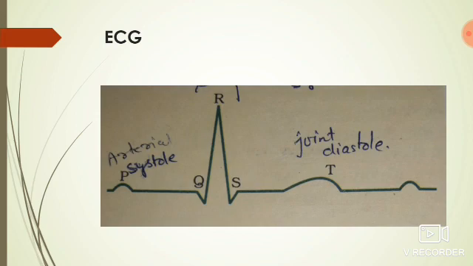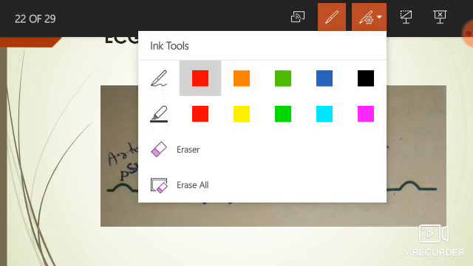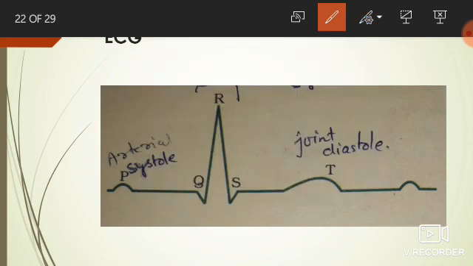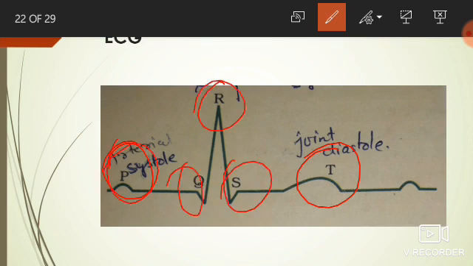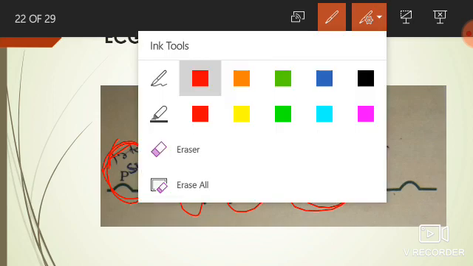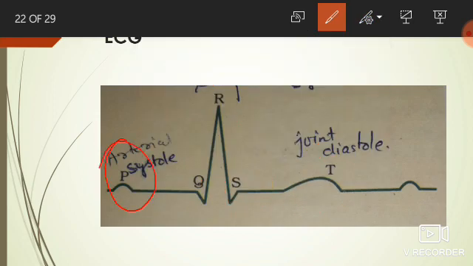Each peak in the ECG is named from P to T, and it consists of P, Q, R, S and T wave. P wave, QRS wave and T wave. Now we will learn what these waves represent.